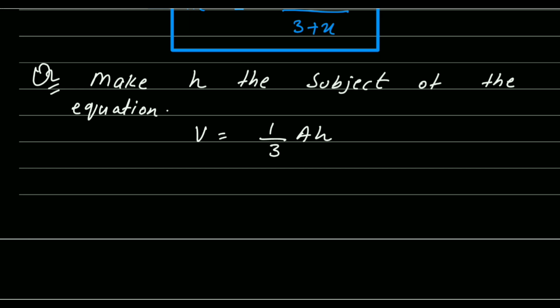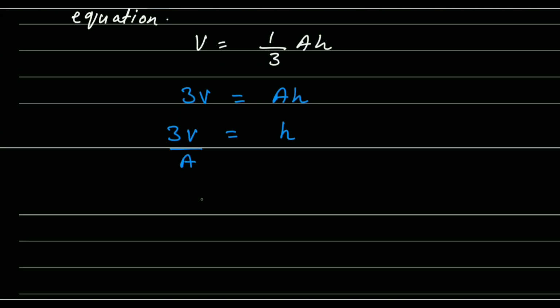First of all, 3 will be multiplied with v. It will become 3v and ah will remain there. Now as I have to make h the subject, so a will be divided with 3v. So now we can arrange h is equal to 3v over a is the final answer. This was also a very easy question.